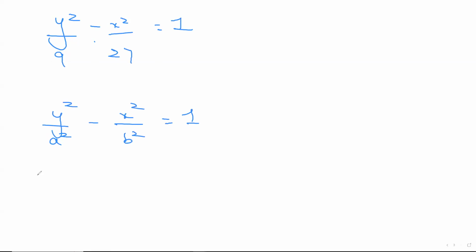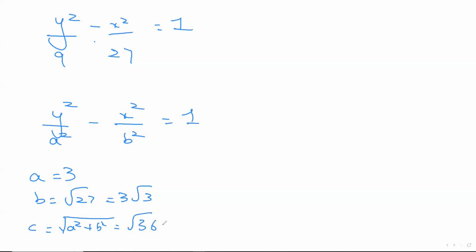Okay. Now start comparing. A square's value is 9, which means a is equal to 3. B square's value is 27, which means b is equal to root 27. Root 27, you can simplify. It becomes 3 root 3. Okay. Now, obviously, I'll be able to find the value of c. How? Root of a square plus b square. Root 36, sorry. Root 36 is nothing but 6. I got the values of a, b and c.